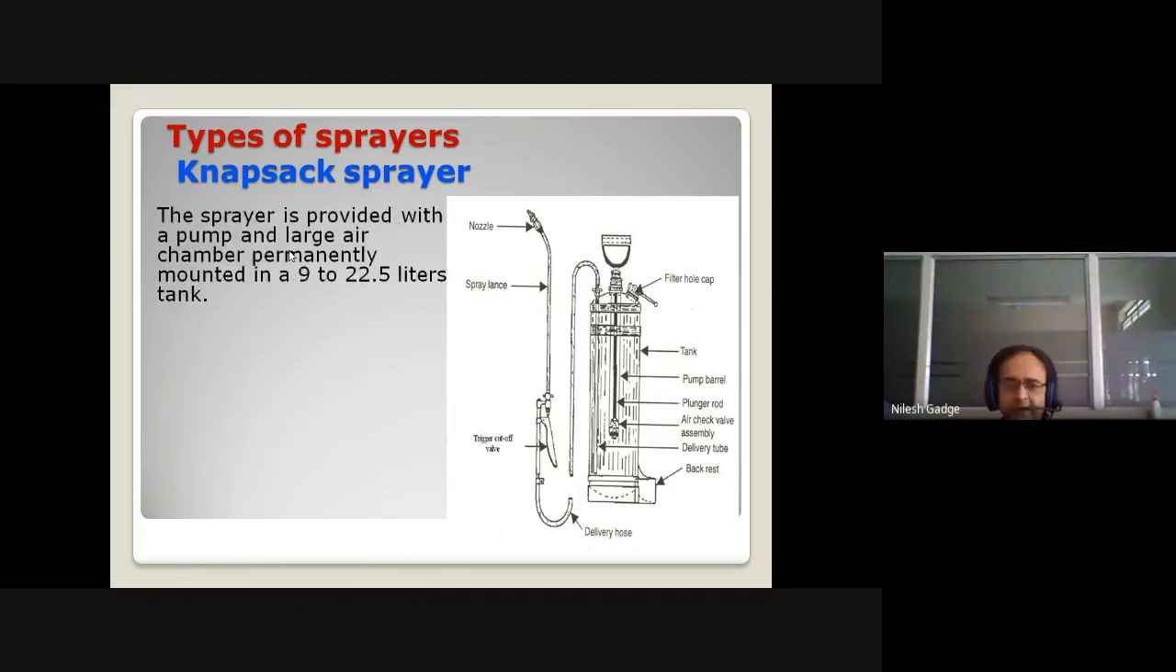The sprayer is provided with a pump and a large air chamber permanently mounted in a 9 to 22.5 liter tank. There is a tank of 9 to 22 liters.